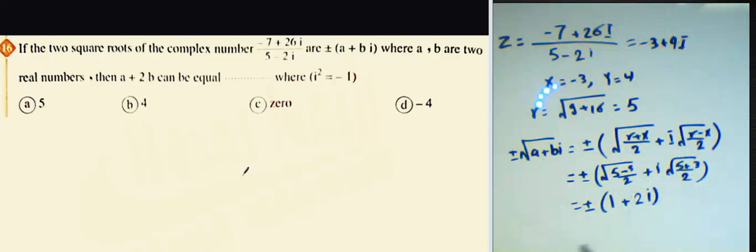2i. He tells me to find the result of a plus 2b. The result in this expression, we get two solutions. The first, a will be positive or negative 1 and b will be positive or negative 2. Put here a equal 1 and b equal 2. 2 times 2 equals 4. Then the result will be 5. Choose letter A for this example.